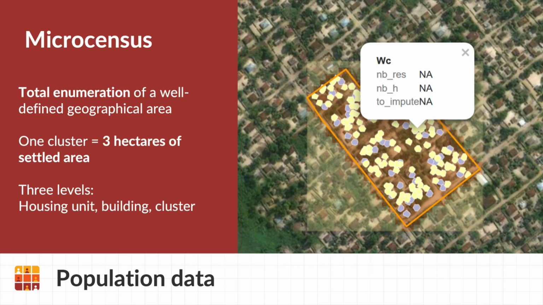GRID3 has conducted a number of microcensuses in countries where comprehensive and up-to-date census data is not available. The figure shows a microcensus enumeration unit, or a cluster, where population counts and age and sex attributes are captured. The areal extent of an enumeration unit is generally 3 settled hectares, because it should be surveyed within a day. Within the microcensus boundaries, each building is georeferenced, and for residential buildings, each household is surveyed.